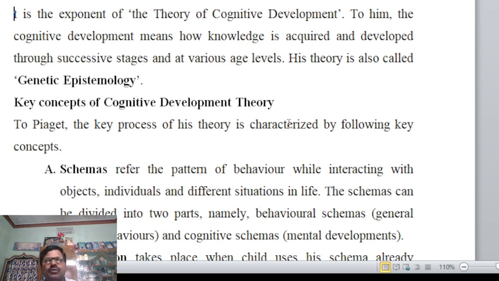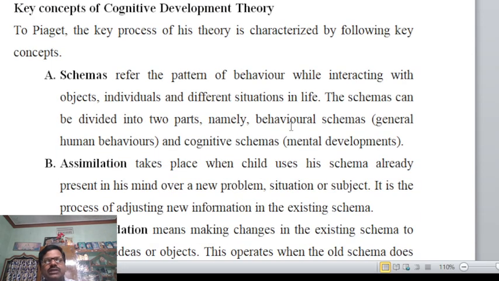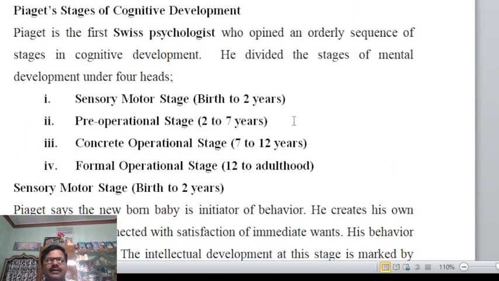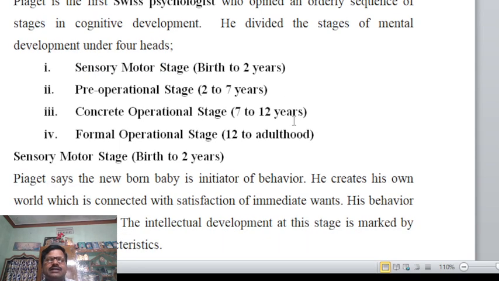What I told you while I was discussing Jean Piaget: what is cognitive development according to Piaget? Cognitive development means how knowledge is acquired and developed through successive stages at various age levels. It means at various stages of life, how knowledge is acquired or developed. So, keeping that in view, he divided cognitive development into four stages. What are the four stages? Try to understand. This is a very important question for you.